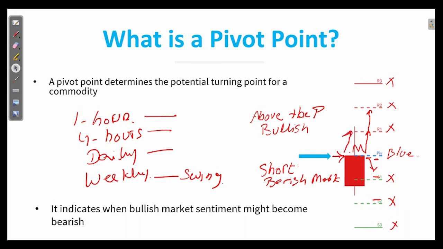Some people will sell at the third resistance because they believe here the market might make a U-turn and then come back and buy that again. But this is how the pivot points work, and it's a very useful tool, to be honest with you.